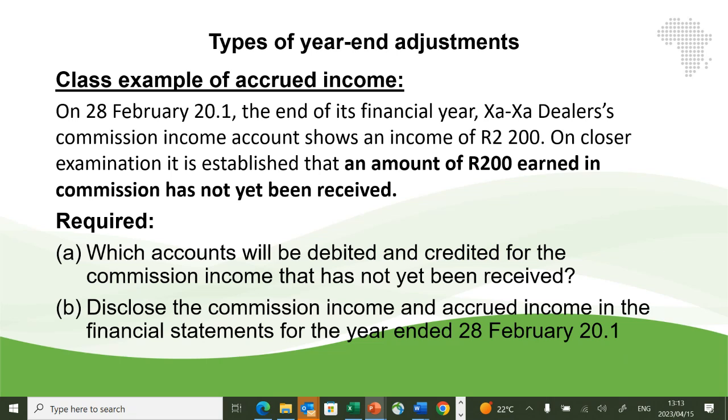Assets increase on which side? On the debit side, they reduce on the credit side. So you are required here to show which account you're going to debit and which account you're going to credit for the commission income that has not yet been received. So this is an adjusting journal entry at year end that we are looking for here. And B, disclose the commission income and accrued income in the financial statement for the year ended 28 February 20.1.